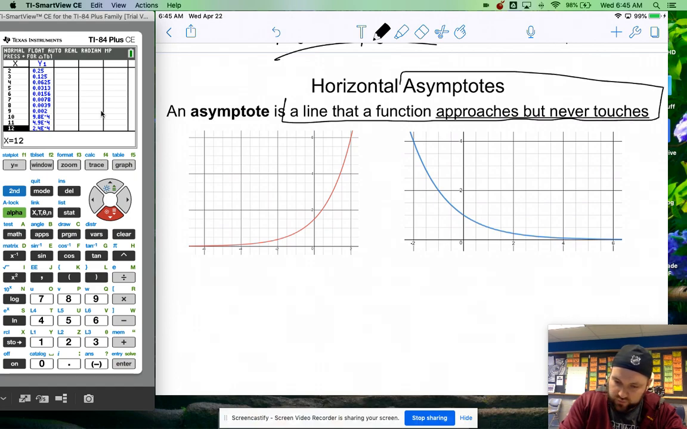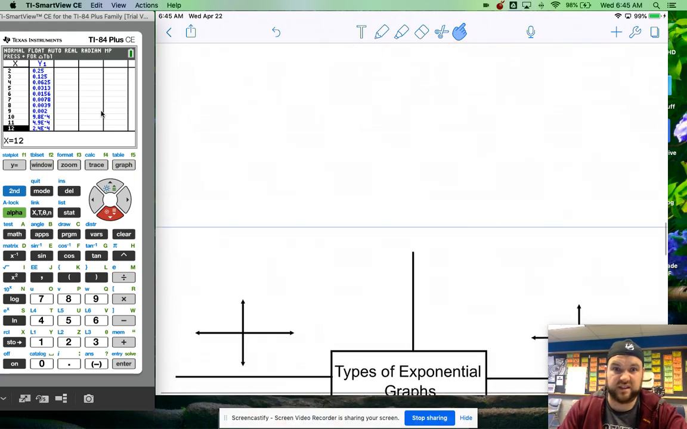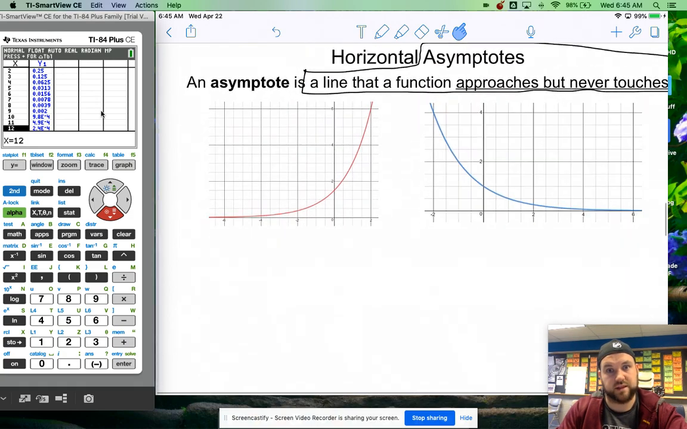So this is the real big vocab piece for today. An asymptote is a line that the graph gets really close to, but it never actually gets to that value. Okay. Every exponential, whether it's growth or decay, every single graph will have an asymptote. And in this case, every single graph will have a horizontal asymptote.